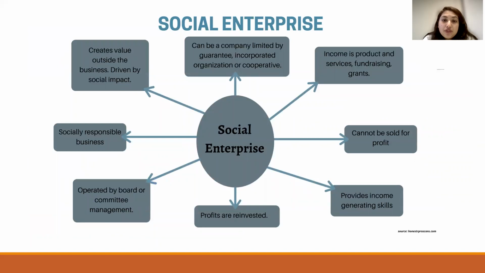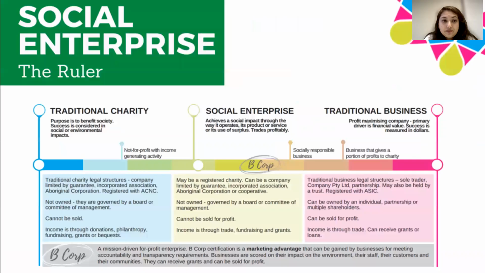Here are a few characteristics of a social enterprise. It can be a company limited by guarantee, an incorporated organization, or a cooperative. The income is from products, services, or fundraising. This cannot be traded for profit. It provides income generating skills, profits are reinvested, and it is operated by a board of committee members. It is a socially responsible business that creates value outside the business, driven by social impact.